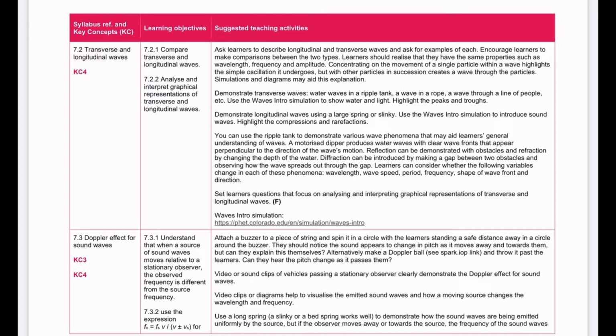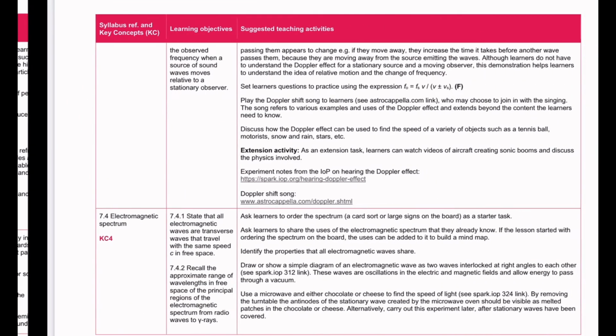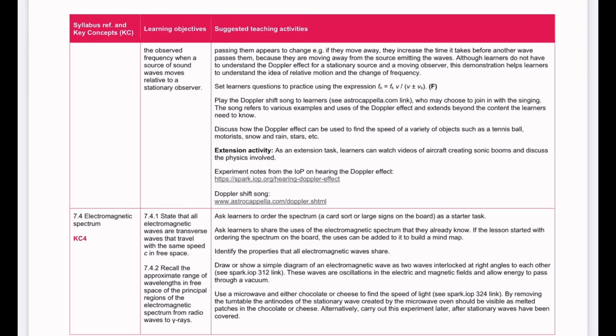Key concept 7.3 Doppler effect for sound waves. Learning objectives. 7.3.1 Understand that when a source of sound wave moves relative to a stationary observer, the observed frequency is different from the source frequency. 7.3.2 Use the expression f_o equals f_s v upon v plus or minus v_s for the observed frequency when a sound source moves relative to a stationary observer.